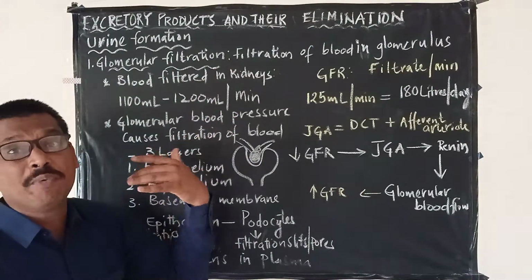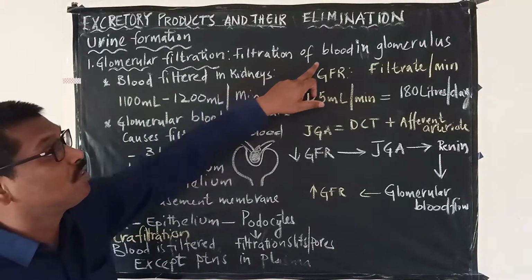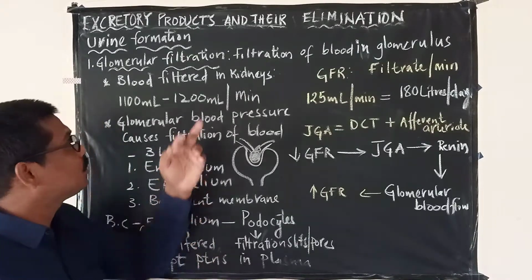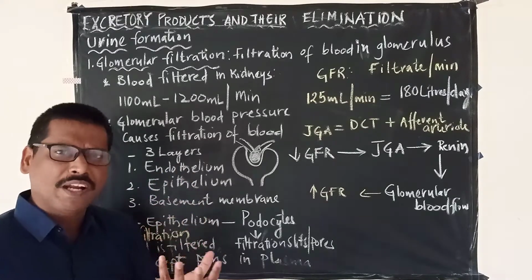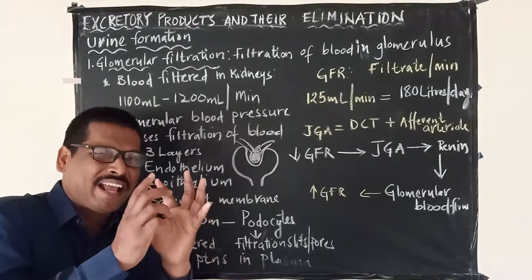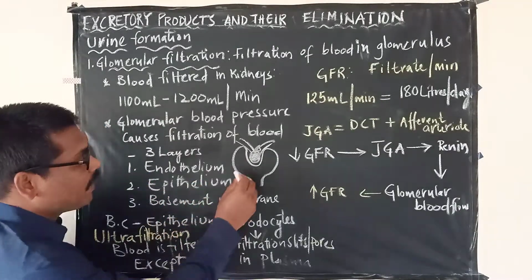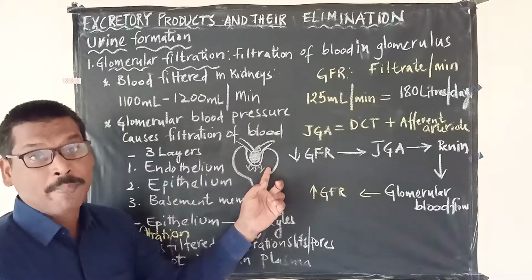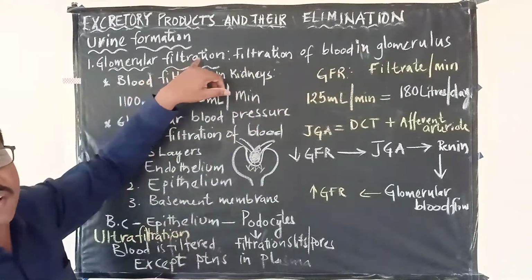What do you mean by glomerular filtration? It is nothing but filtration of blood in the glomerulus. In the glomerulus, which consists of blood vessels, when blood comes from one blood vessel there is a capillary network. In this capillary network there will be filtration of blood into the Bowman's capsule. Filtration of blood in the glomerulus is called glomerular filtration.